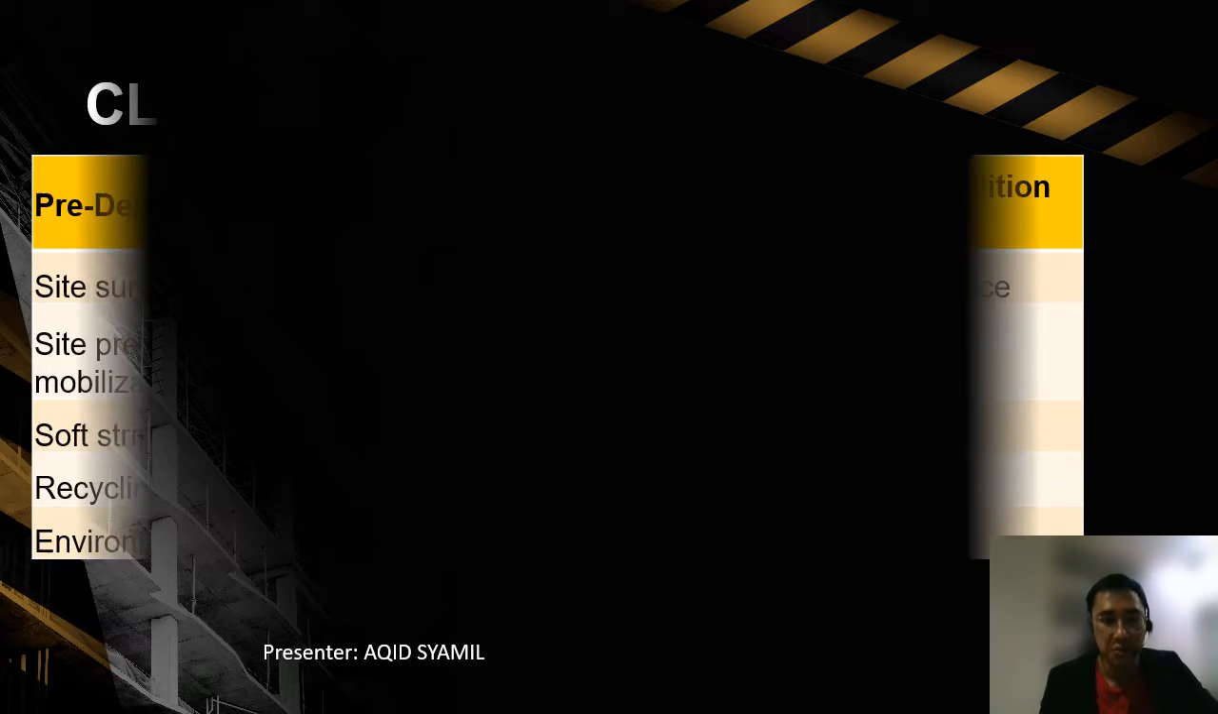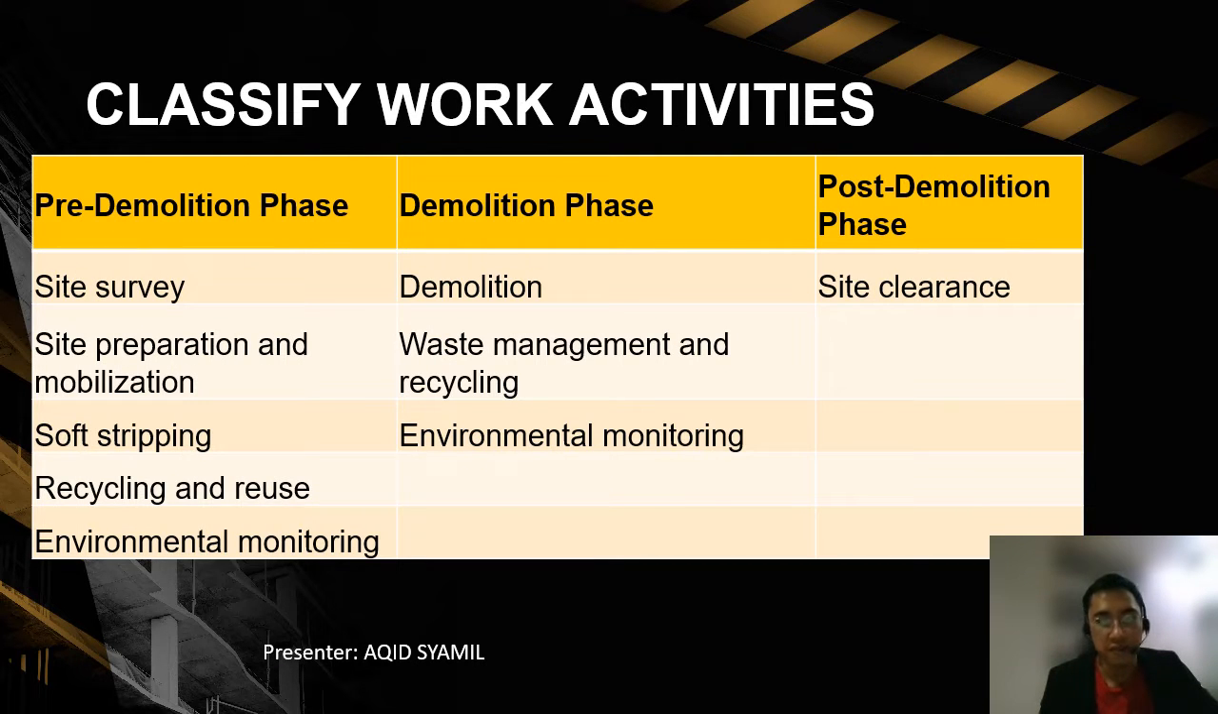Hello, my name is Muhammad Ishamil. I will present the classification for work activities. We categorize them into three parts: pre-demolition, demolition phase, and post-demolition. For the pre-demolition phase, the activities include site survey, site preparation and mobilization, and soft stripping. What is soft stripping? Soft stripping is a common term to ensure all non-structural elements, both inside and outside of a building, are removed to enable demolition, refurbishment or redesign modeling works of a building. Then recycling and reuse, and lastly environmental monitoring.